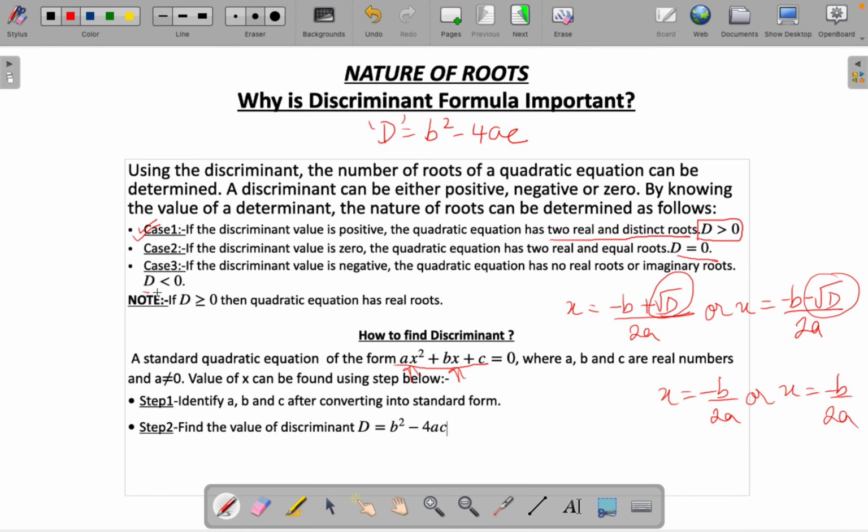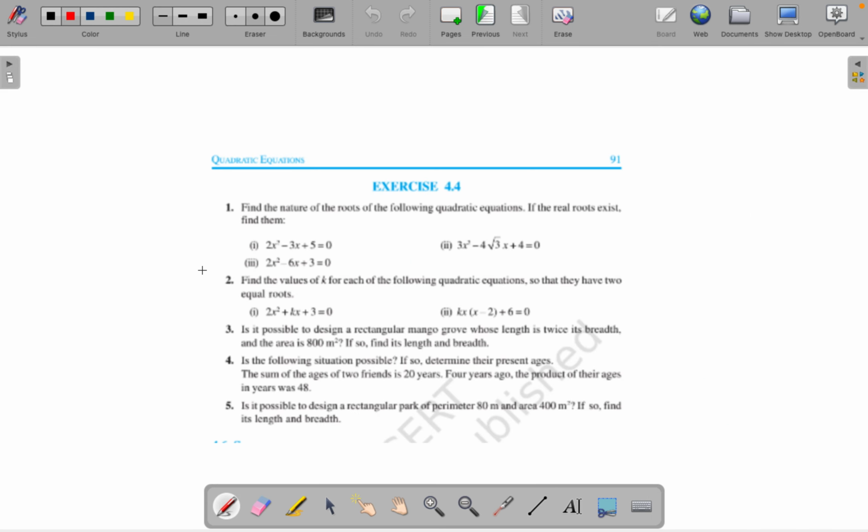Now, if D is less than 0, that means if D is negative, then there are no real roots, or we say imaginary roots, which you will learn how to find in your class 11th. Now, this is a very important instruction which you have to remember. If it is given that the roots are real, that means they can be either distinct or equal. So in this case, if our equation has real roots, then D will be greater than or equal to 0.